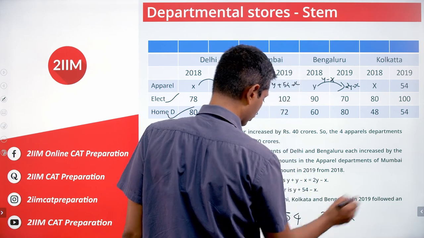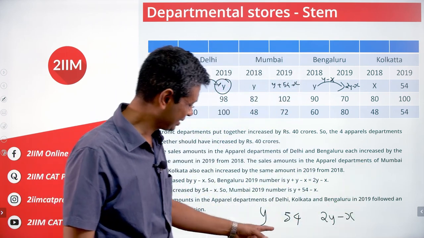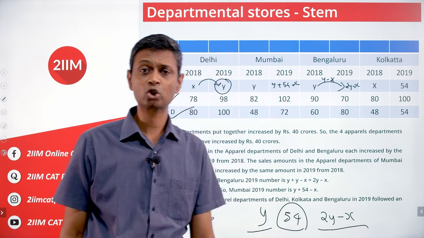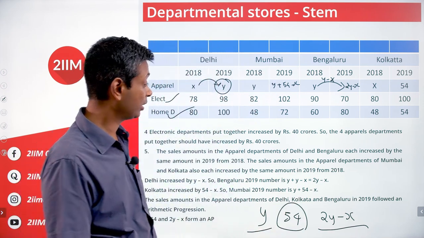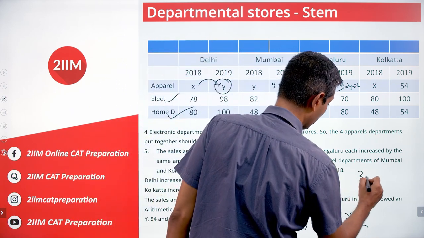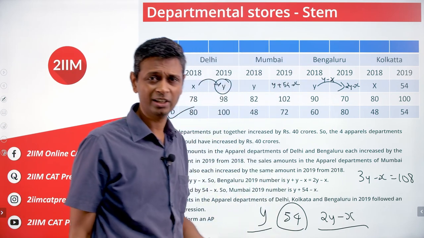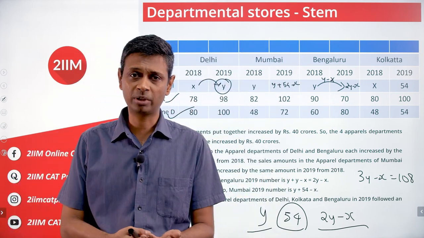This is an AP. This plus this is 2 times this. Or y plus 2y minus x is 108. Or this gives us 3y minus x equals 108. In an arithmetic progression, two extreme terms add up to twice the middle term.